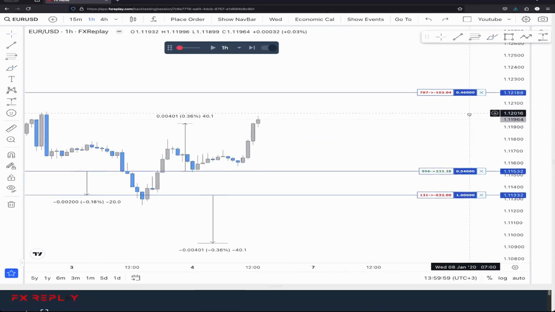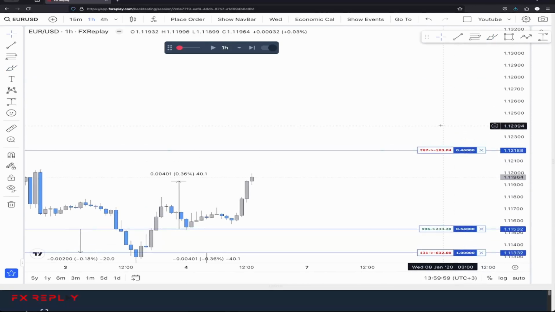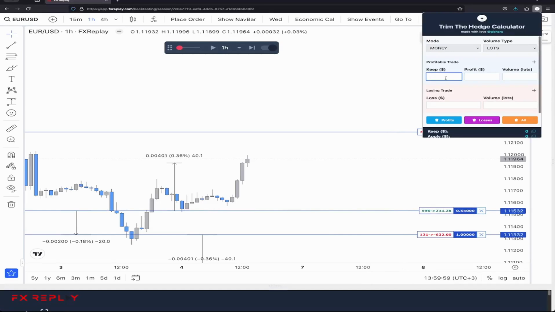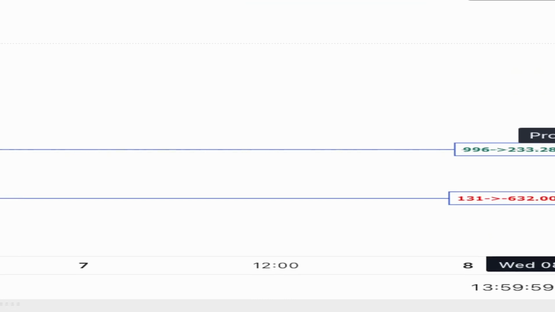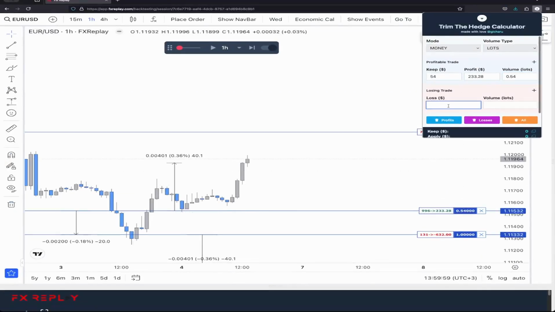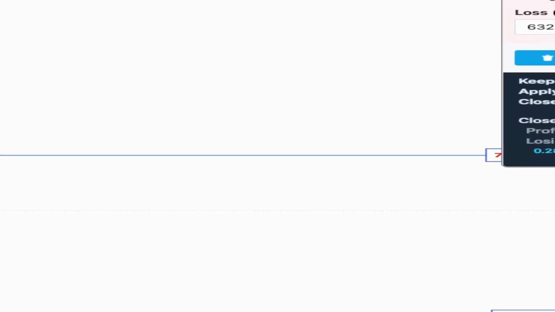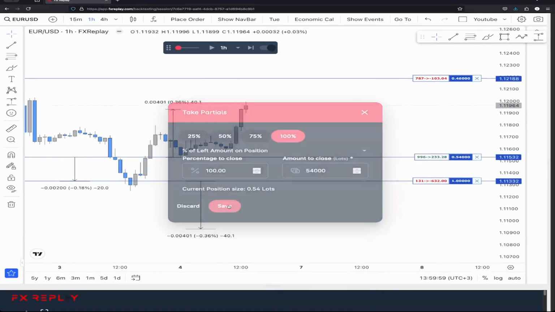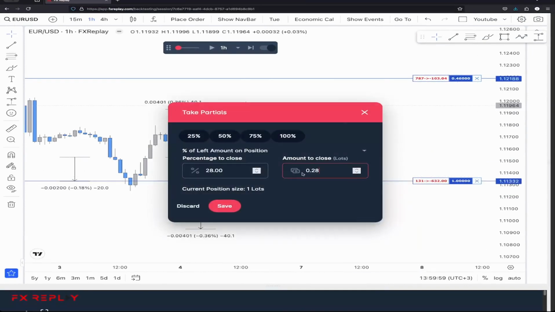So for now, let's just input all these values to my calculator. I'm moving things slightly below so that I can see the two trades that I'll be working with for now. So we are keeping $54 from our winning trade. It has a total of 233.28, and it was a trade with 0.54 lots. And then for our losing position, $632 in loss with a volume of one lot. The calculator tells us to close 0.28 lots of the one lot position. So I just click on that to copy it. Go back here. Of course, we are closing 100% of our winning position, and then this value of our losing position.